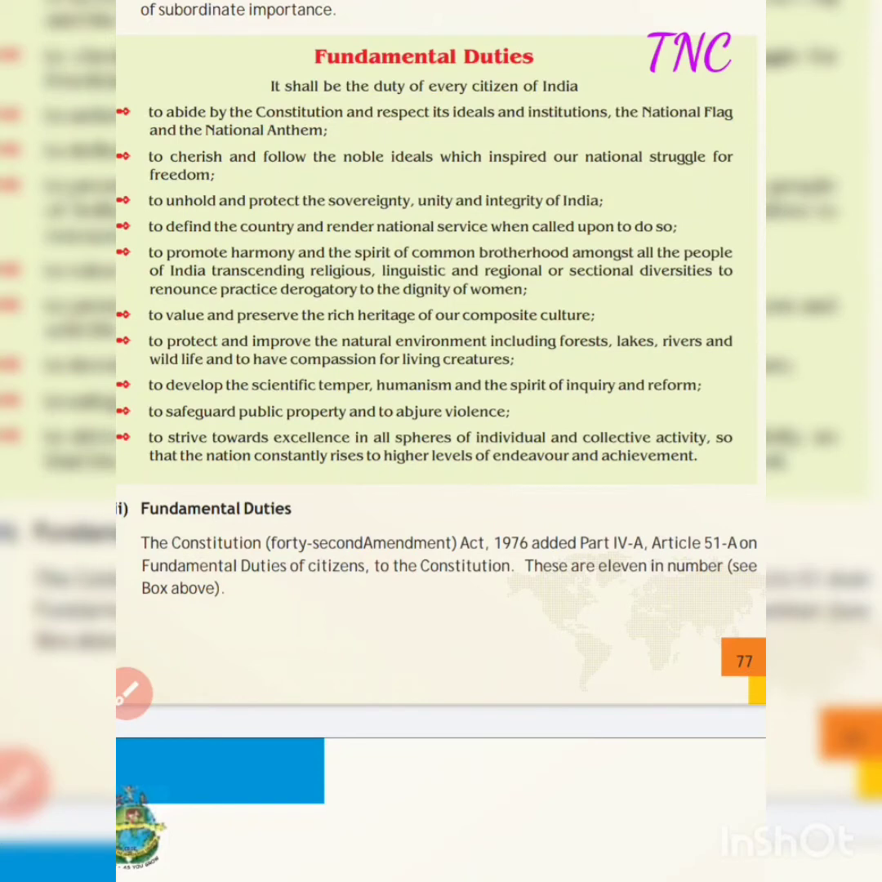Fundamental duties, it shall be the duty of every citizen of India. Now see, if some rights are provided to you, then it is expected that you may perform these several duties which are given to every citizen of India: to abide by Constitution, to respect its ideals, institutions, national flag, national anthem. So every citizen of India is bound to give respect and to follow the Constitution, to respect the national flag, national anthem, national song, to cherish and follow noble ideals which inspired our national struggle for freedom as we got independence from a colonial rule.